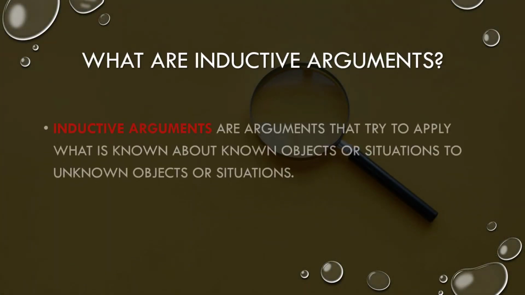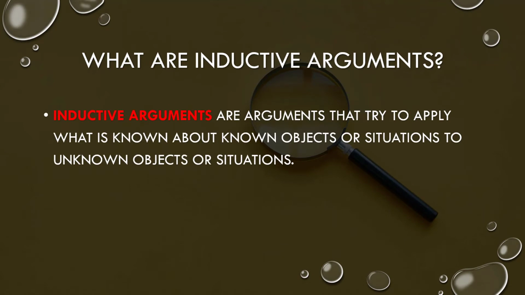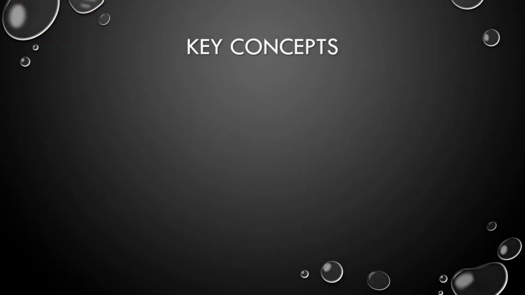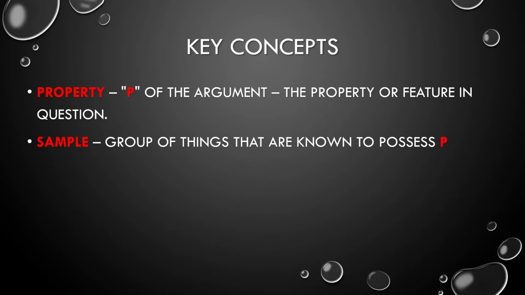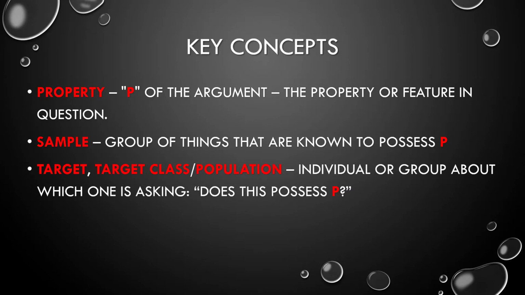I think a fair description that we could apply to a wide variety of non-deductive arguments is an argument that tries to apply what's known about known objects or situations to unknown objects or situations. The general idea of an inductive argument can be stated more precisely with the help of certain key concepts. The property under investigation, the P of the argument, is the property or feature in question. The sample is a group of things that are already known or believed to possess P, and the target class or target population is an individual or group about which we're asking a question: does the target possess P?